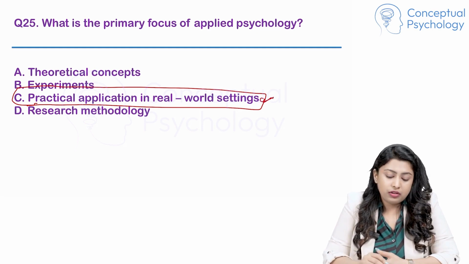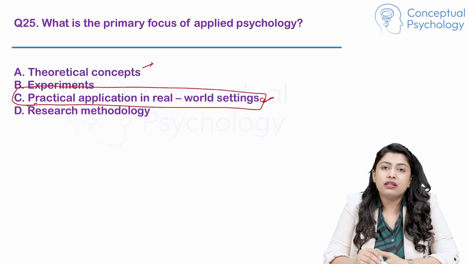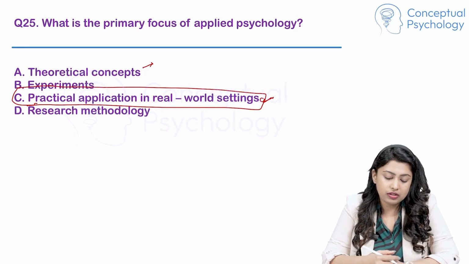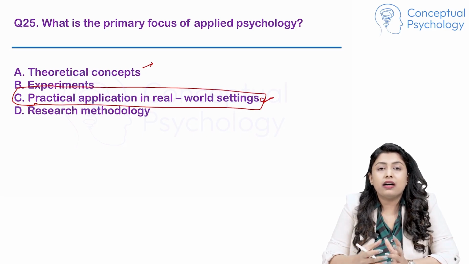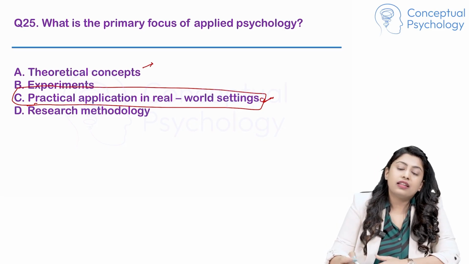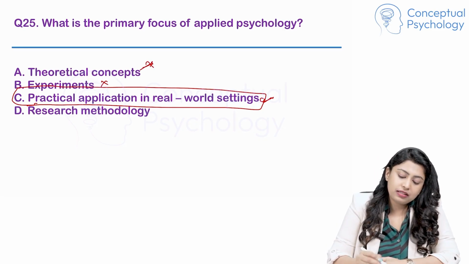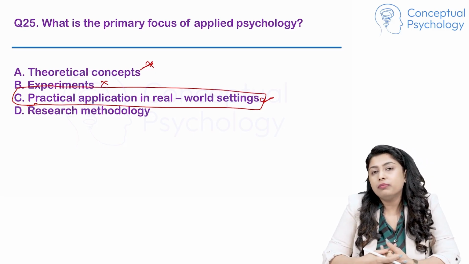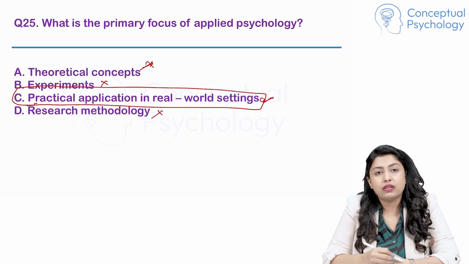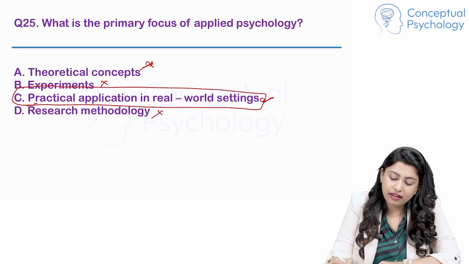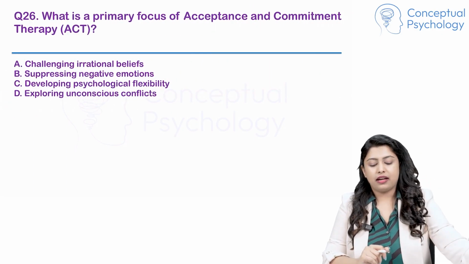Okay. So, the theoretical concepts here is a wrong answer because it is more of a characteristic of a basic or academic psychology. Experiments, while they're very important, the focus is on applying findings rather than conducting experiments. Research methods, here it is an important tool, but it is not the primary focus. So, the applied psychology bridges the gap between psychological science and practical problem solving in everyday life. C is the correct answer.